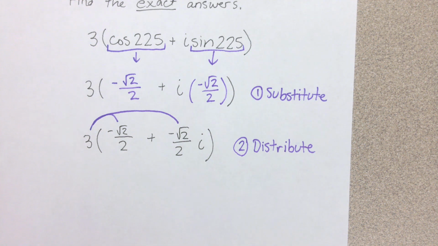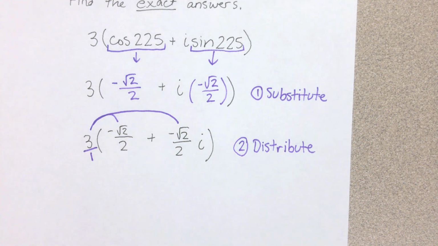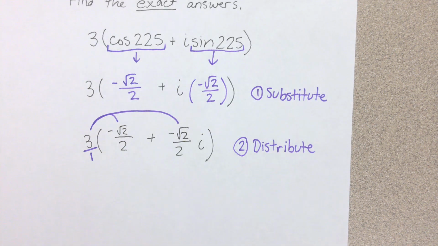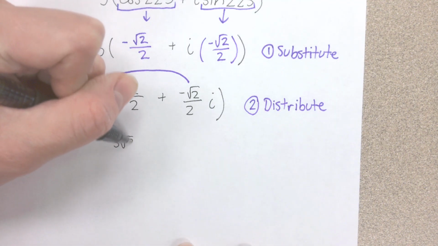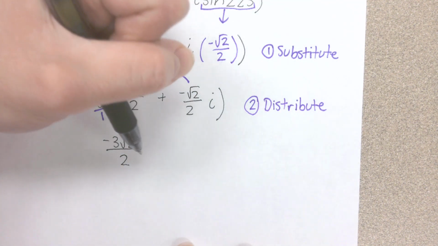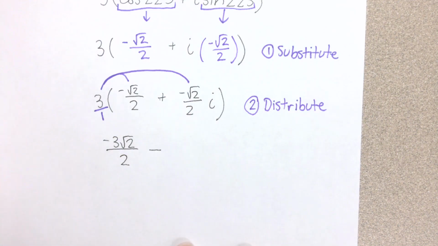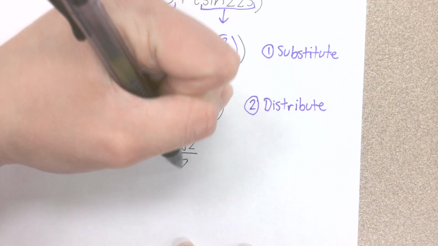Now remember, when you're multiplying that 3 in there, you're multiplying by 3 over 1. And when you multiply fractions, it's just straight across. So all you're going to end up doing is put a 3 on the top of both of those fractions. We have negative 3 rad 2 over 2. And then plus minus, I'm just going to turn this into a minus 3 rad 2 over 2I.